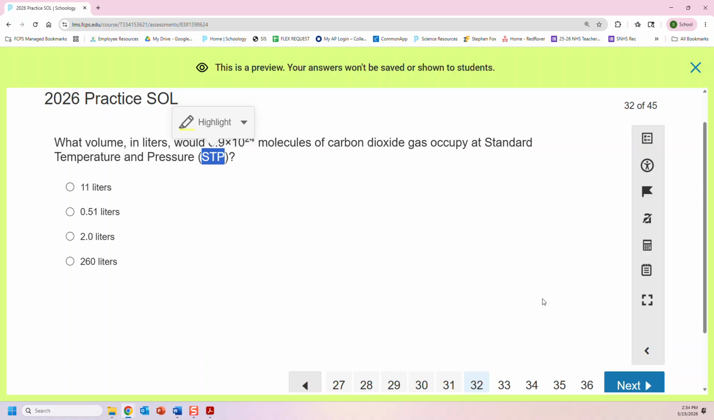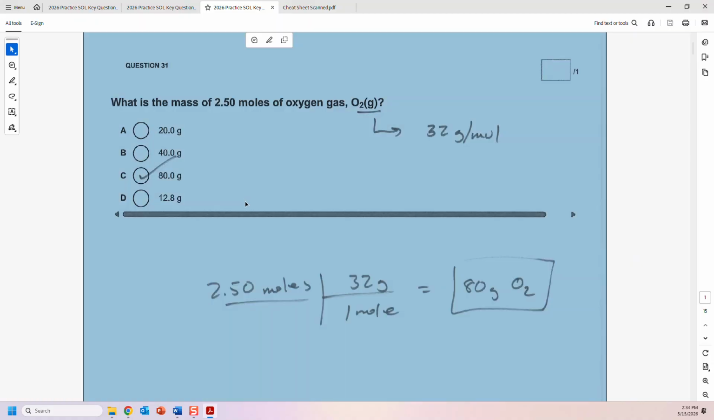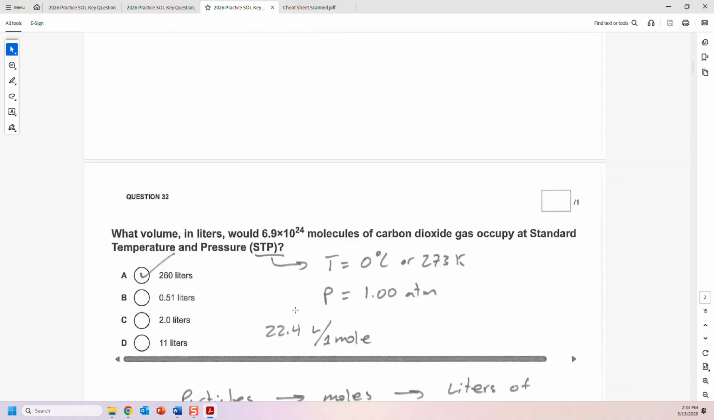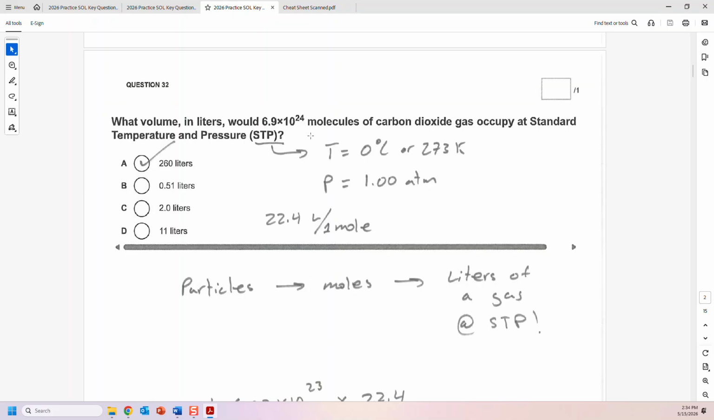STP is standard temperature and pressure, and it means you're allowed to use 22.4 liters per mole when you're dealing with a gas, all right? So understand that standard temperature and pressure means this. It means this is your temperature and this is your pressure, okay? It doesn't mean this, it just means you're allowed to use this.